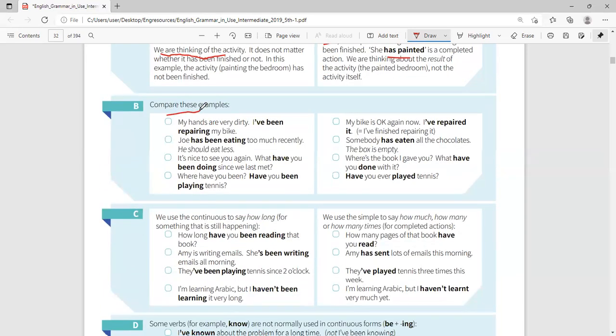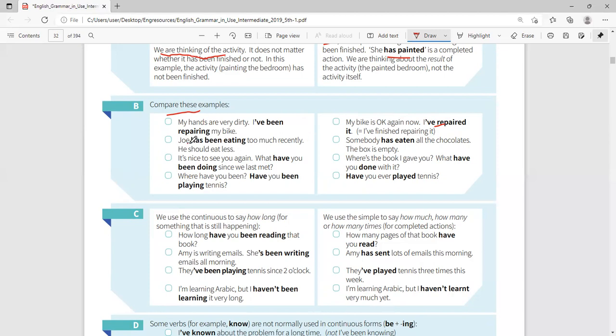Now compare these examples. My hands are very dirty. I have been repairing my bike. So when you say I have been repairing my bike, nobody here knows whether the bike is now ready. But what we know here is that you have been repairing. That's the activity that you have been doing. Your hands are very dirty. But no one for sure knows whether your bicycle is ready, is okay or not. But if I use the present perfect, look, my bike is okay now. I have repaired. So when you say I have repaired, it means it's complete. We know that it's complete.